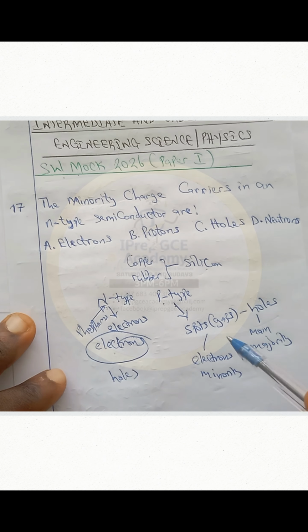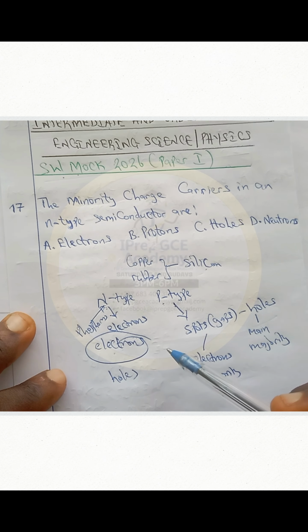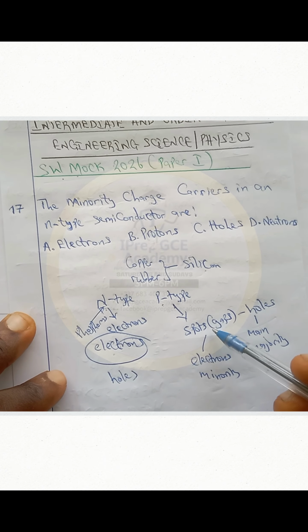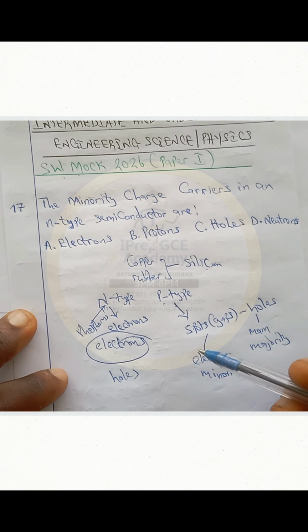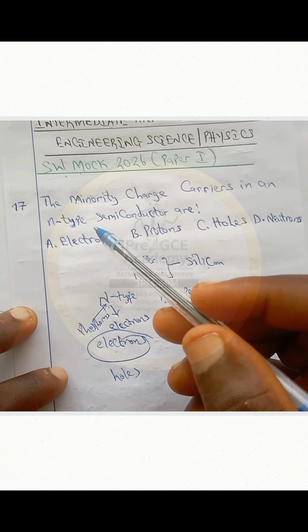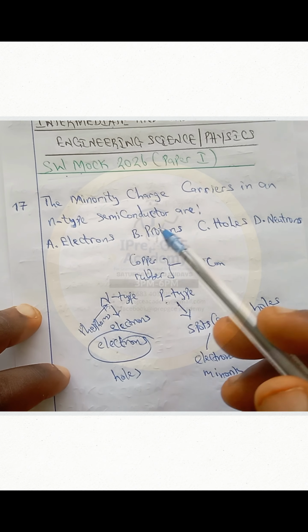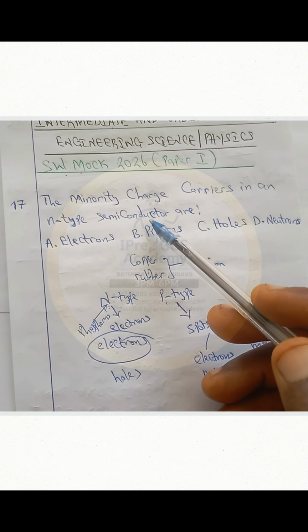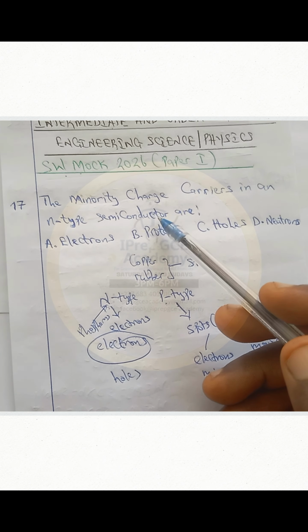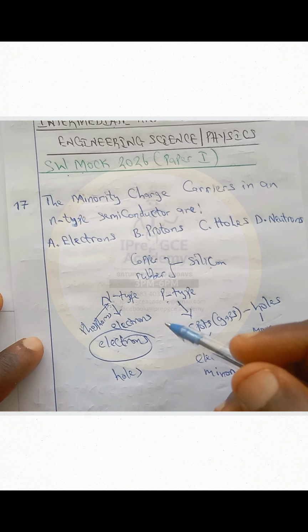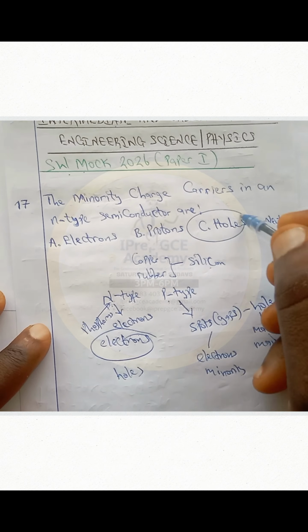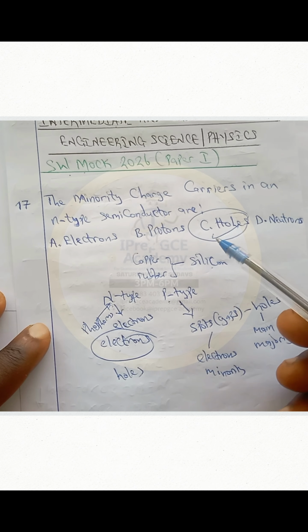So now you understand the concept of N-type and P-type and majority and minority charge carriers. Majority refers to the main charge carriers, while the minority refers to those that are few. So the question says the minority charge carriers in an N-type semiconductor are, so in the N-type semiconductor, the minority charge carriers there are holes. So the correct answer is C, holes.